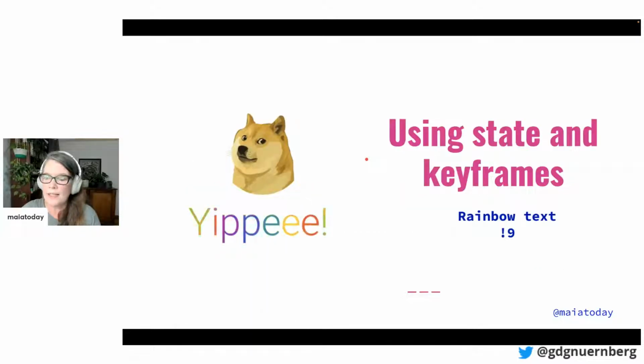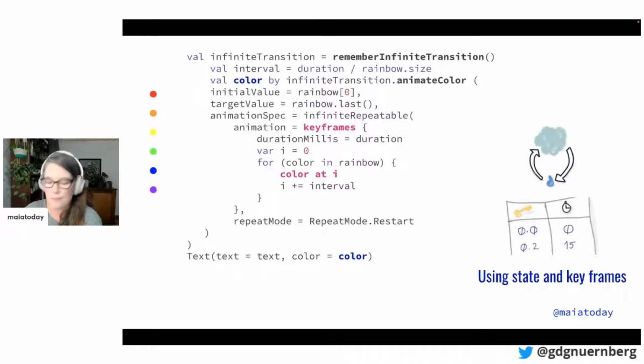So now let's see if we can look at some keyframes. I use the keyframes to make these text elements loop through a rainbow, so go through all the rainbow colors. And we can see what that looks like. Again, it's an infinite transition because it's looping. The initial value is this red. The target value is this purple.